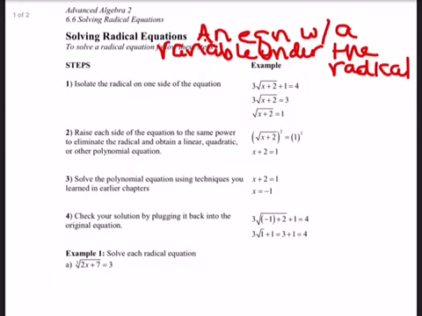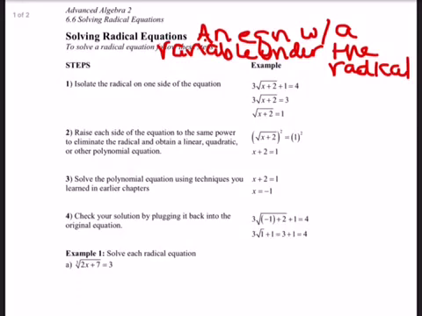So that could be square roots, cube roots, fourth roots. It doesn't really matter what the radical is or what the root is. If there's a variable underneath it and an equal sign, we can solve for that variable. We're going to go through basically 4 steps. We're going to try to isolate the radical on one side, and then undo the radical by raising to a power, and then solve for x.